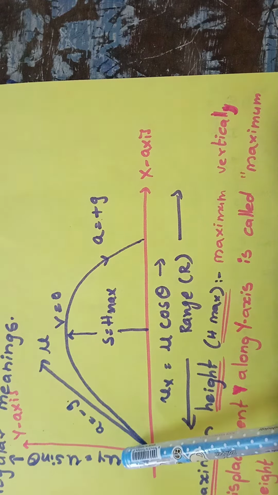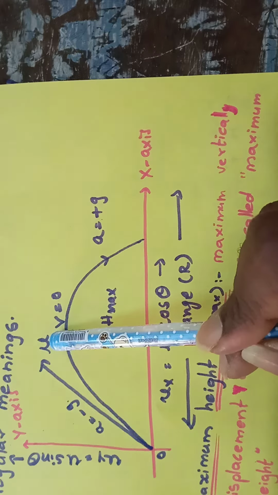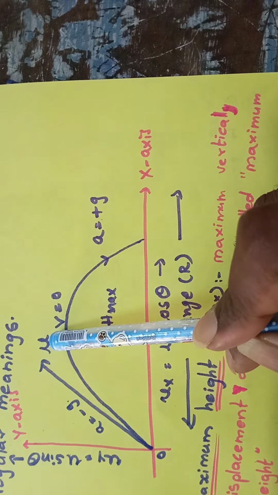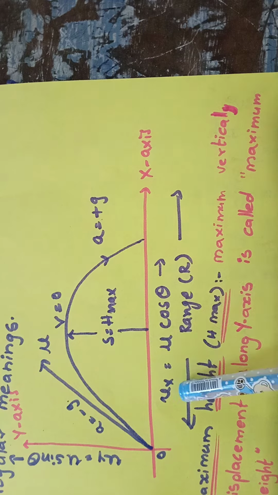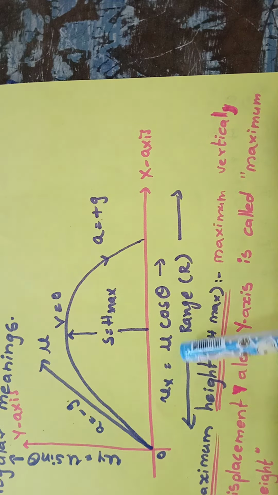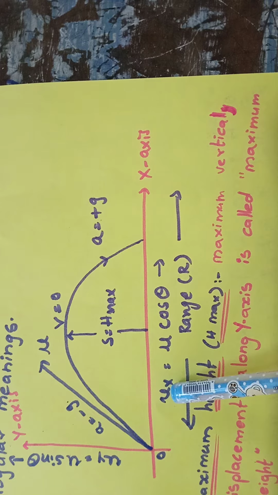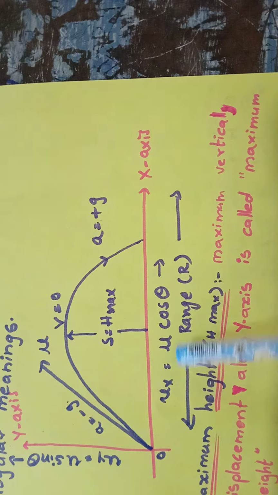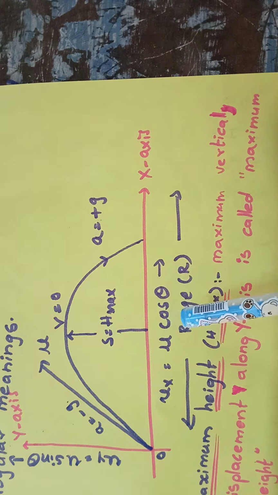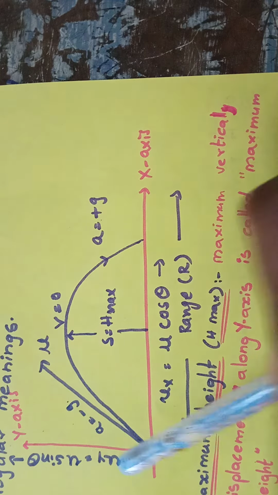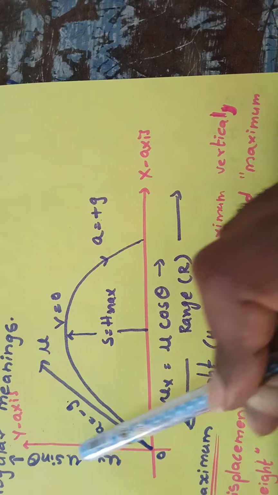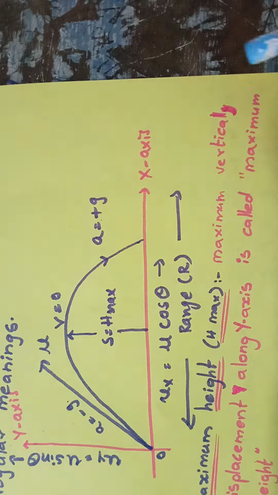Here the initial velocity u is divided into two components. Along the horizontal direction, the component is ux is equal to u cos theta. Along the vertical direction, the component is uy is equal to u sin theta.